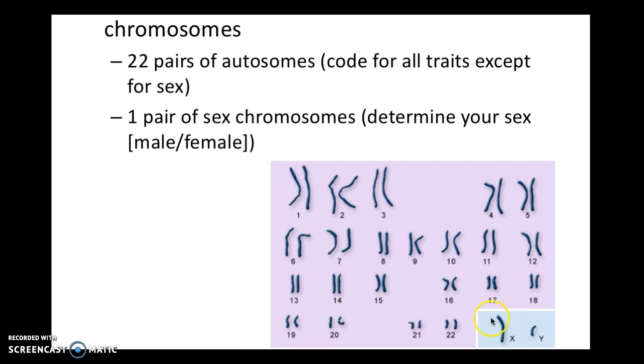So I have an X with another X. Boys, you have this little stubby thing called a Y, okay? So we have autosomes and sex chromosomes. That's going to come in real important when we talk about genetics. So XX for girl, XY for boy.